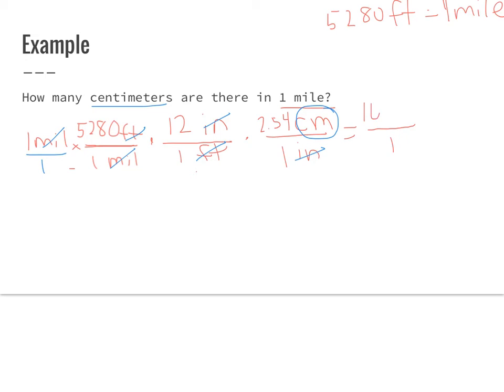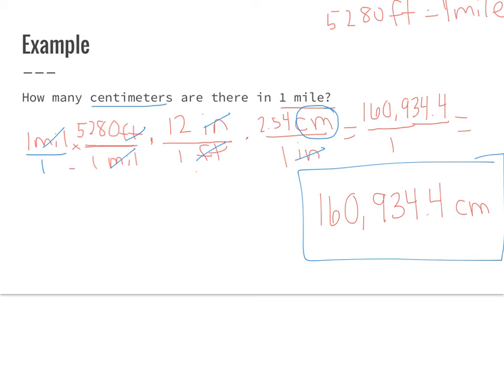And when I do, I end up with this, 160,934.4. Okay, that is over 1. Might not always be over 1, but in this case it is. So if I divide that out, my final answer ends up being 160,934.4. And the most important part of this problem is that we include the proper units, which in this case is centimeters. So in 1 mile, we used the factor label method to determine there are 160,934.4 centimeters. Okay, let's take a look at another example.